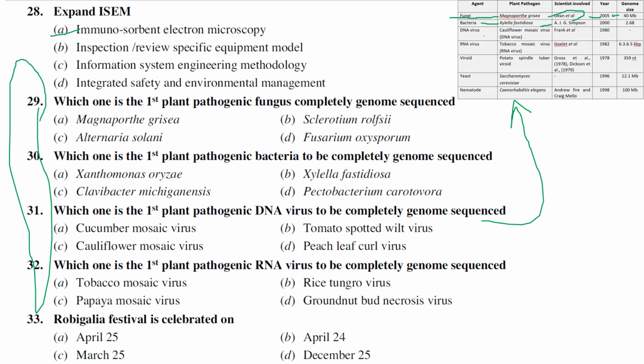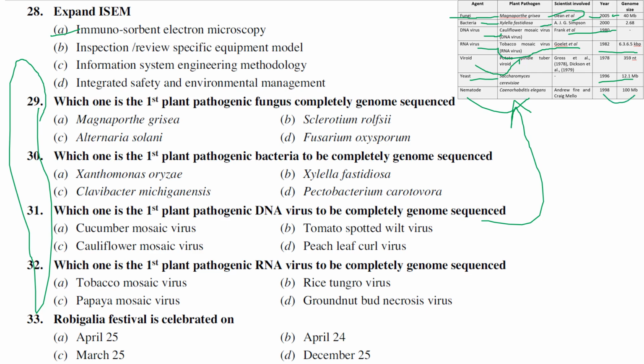The next one, first DNA virus to be completely genome sequenced, cauliflower mosaic virus, Franck et al. 1980. First RNA virus to be completely genome sequenced is tobacco mosaic virus, sequenced by Goelet 1982, 6.3 to 6.5 kb. First viroid to be completely genome sequenced is potato spindle tuber viroid, sequenced by Gross et al. 78, Dixon 79. The next one, yeast Saccharomyces cerevisiae 1996, 12.1 MB, and the nematode is Caenorhabditis elegans, sequenced by Andrew Fire and Craig Mello 1998, 100 MB.